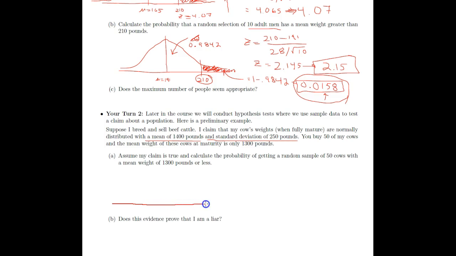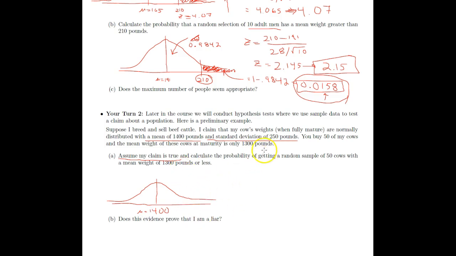So let's assume my claim is true. Calculate the probability of getting a random sample of 50 cows with a mean weight of 1,300 pounds or less. So what we're going to do is draw a normal curve. Oh, that's a nice looking curve. And so what is the mean? We're going to assume the claim is true. So the claim is that the mean is 1,400 pounds. That is our mean.